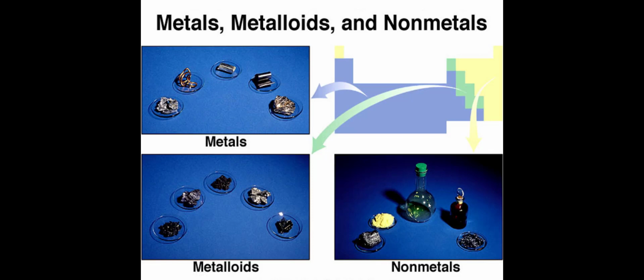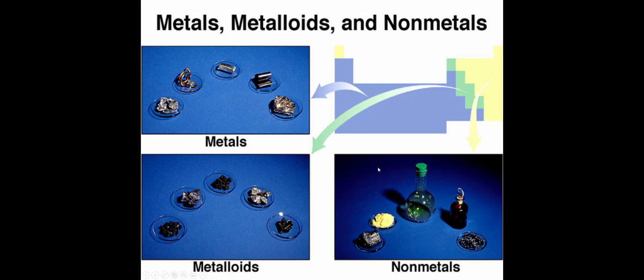Here are some pictures that show some of the distinct differences between these. So here are some of the metals. You'll notice that many of them are shiny, although this picture doesn't really highlight that very much. This element here might be familiar. That is the element copper.